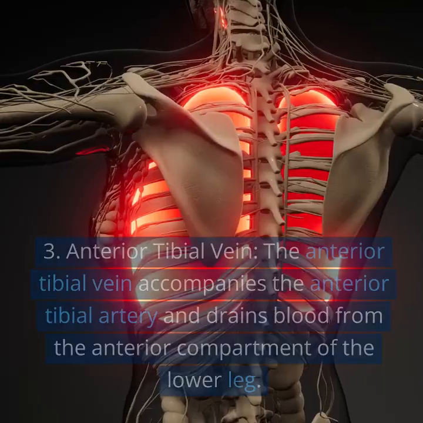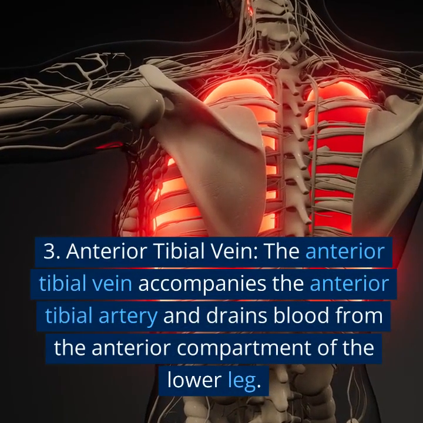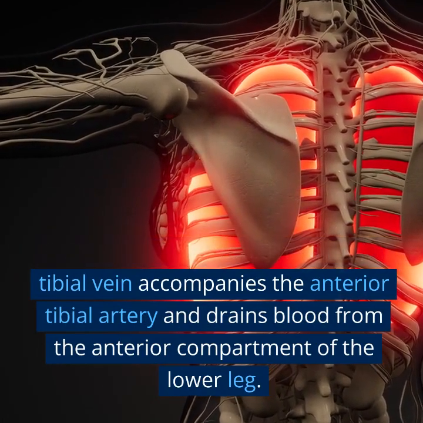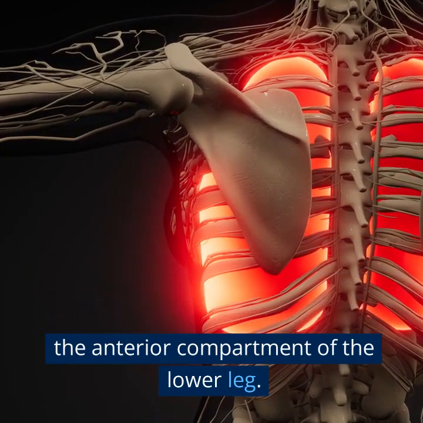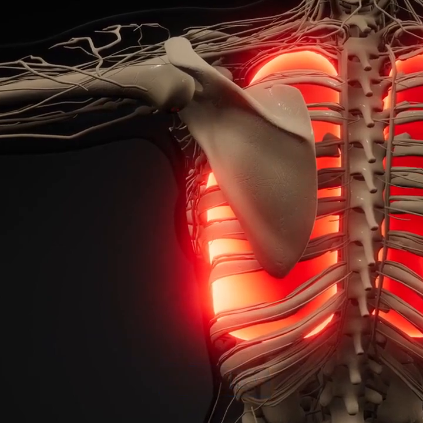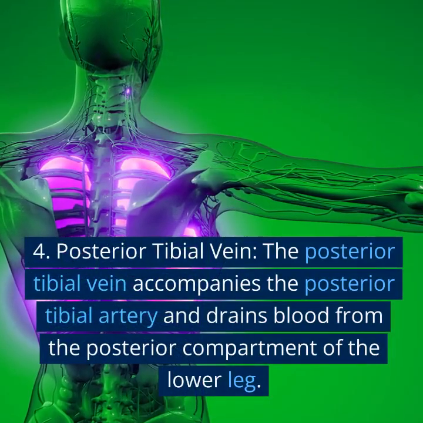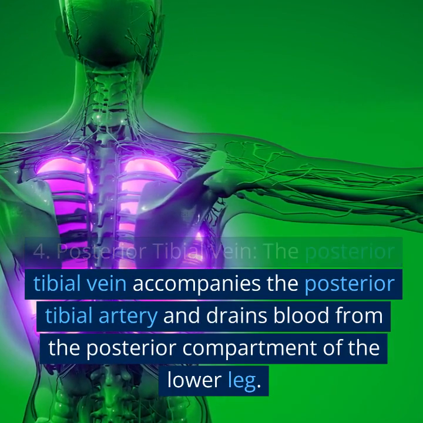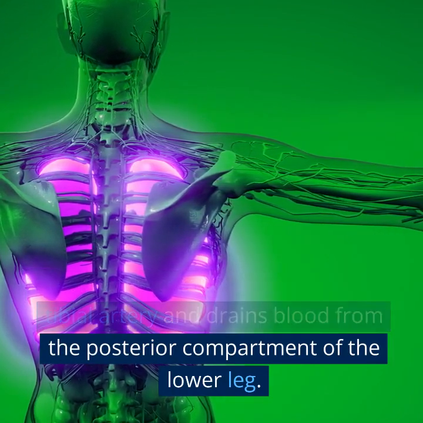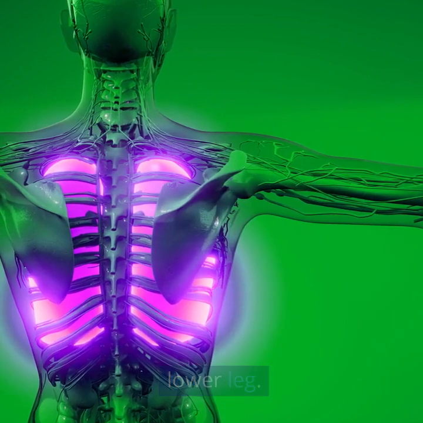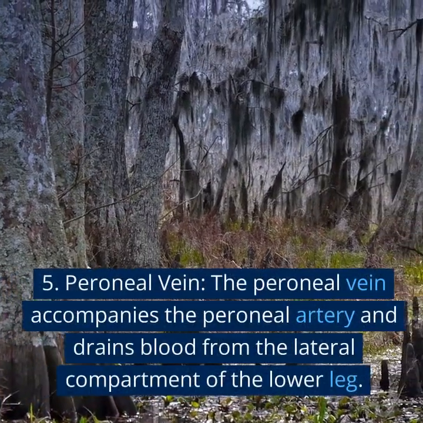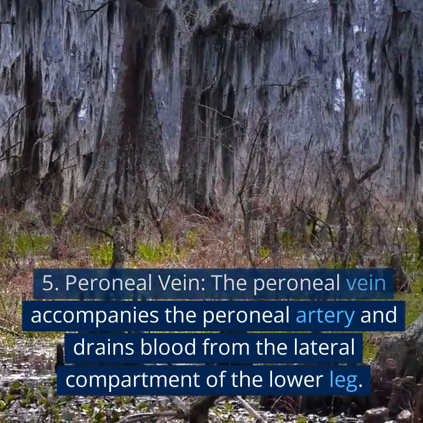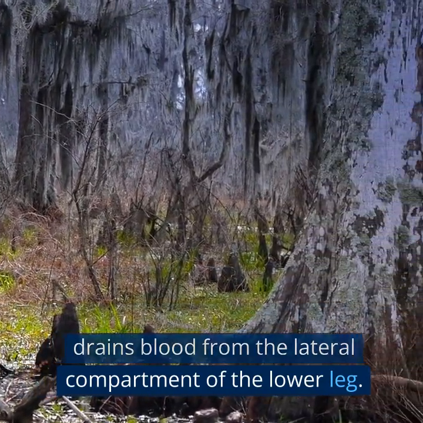lower leg. 3. Anterior tibial vein. The anterior tibial vein accompanies the anterior tibial artery and drains blood from the anterior compartment of the lower leg. 4. Posterior tibial vein. The posterior tibial vein accompanies the posterior tibial artery and drains blood from the posterior compartment of the lower leg. 5. Peroneal vein. The peroneal vein accompanies the peroneal artery and drains blood from the lateral compartment of the lower leg.